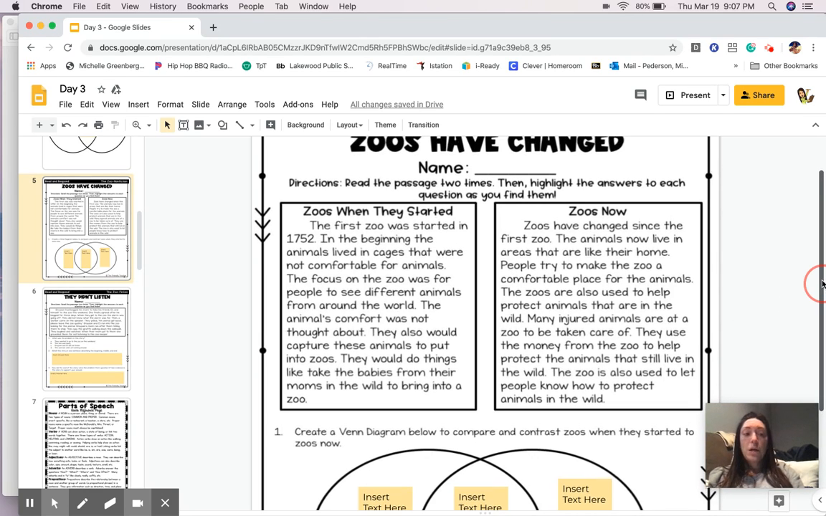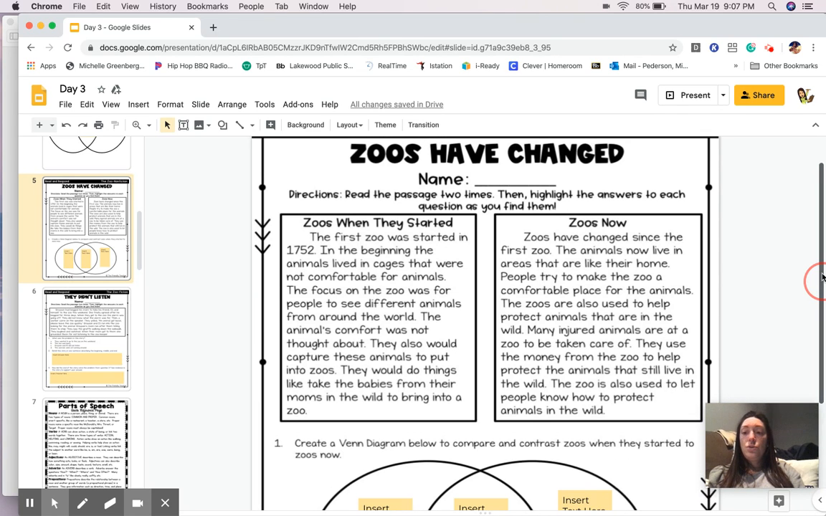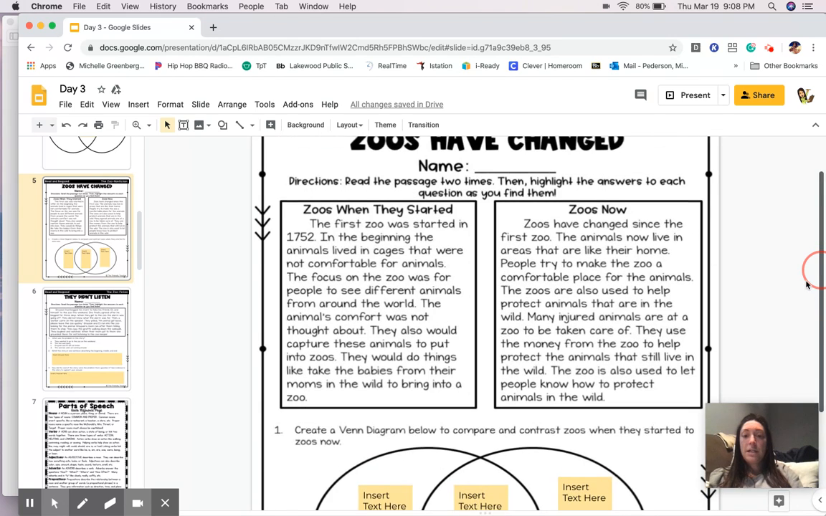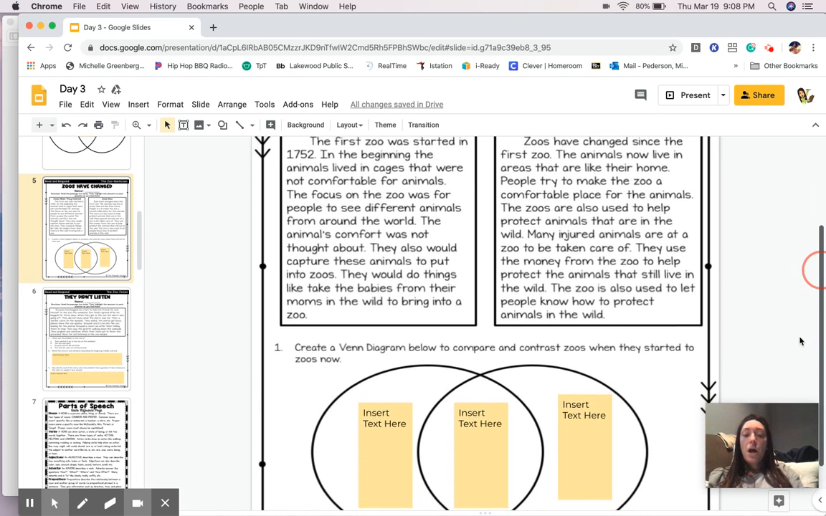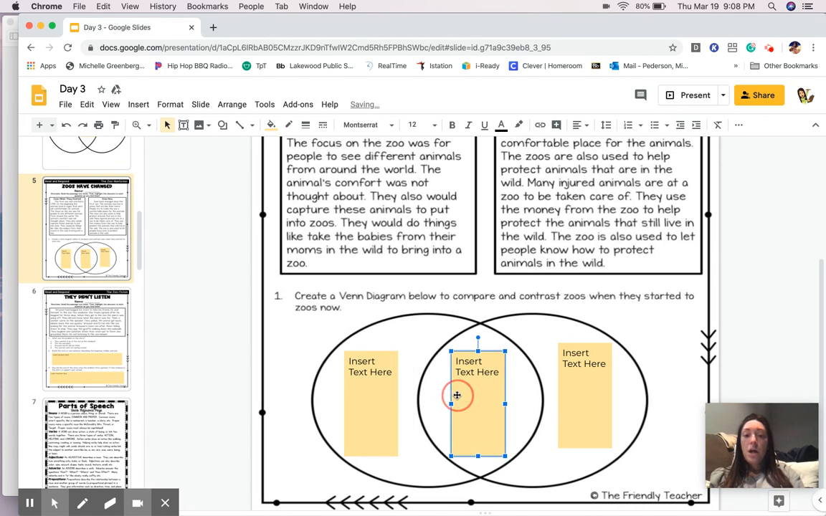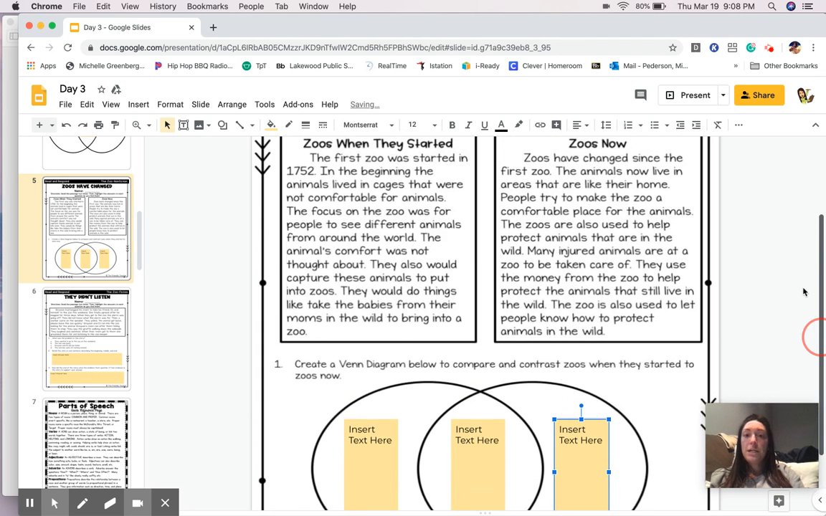So now your job, boys and girls, is to sort your text evidence. I think I'm going to give you guys your text evidence. I'll have you read it again. I'm going to have you try to do this on your own. All right. If you're struggling, reach out to me. I will help you, but I know that you guys are capable.